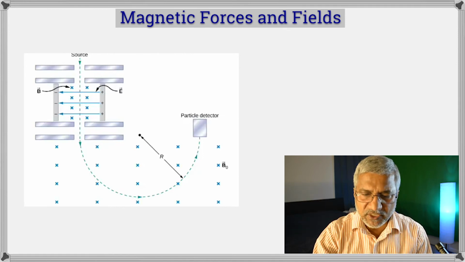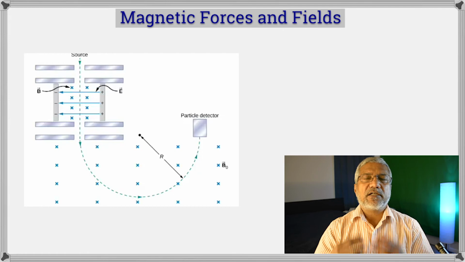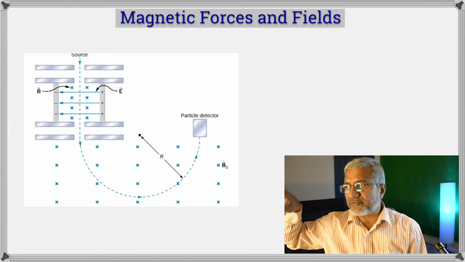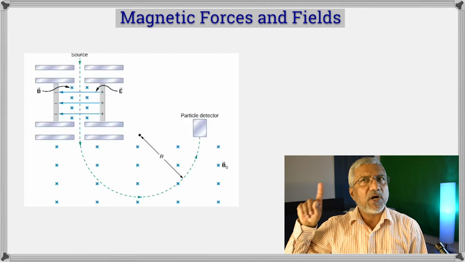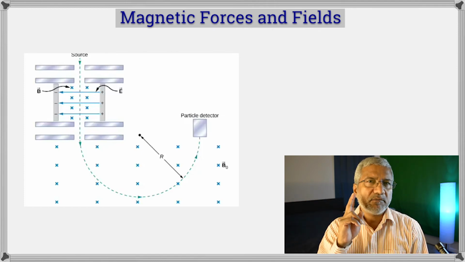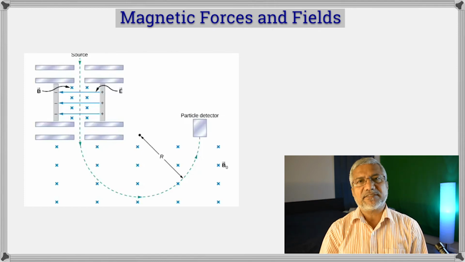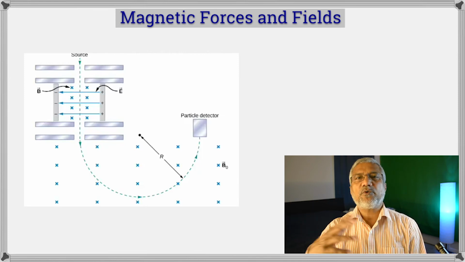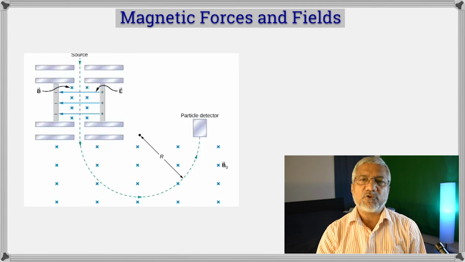So if all of these particles are coming from one particular element, and you get two different radii, then you know, wow, this element has atoms with two different masses. And we can even calculate the mass of those. That's how we are able to find the isotopes of an element.